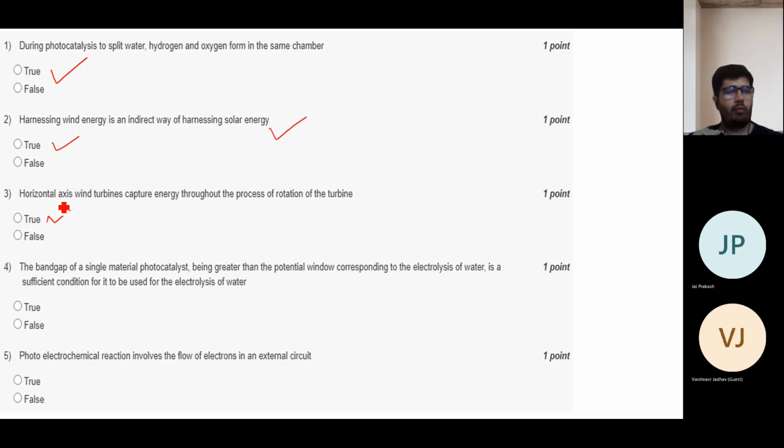Fourth one: the band gap of a single material photocatalyst being greater than the potential window corresponding to the electrolysis of water is a sufficient condition for it to be used for the electrolysis of water. Now, just take 2 minutes to answer this. Read carefully and try to figure out all the conditions. What are the conditions required? And then answer.